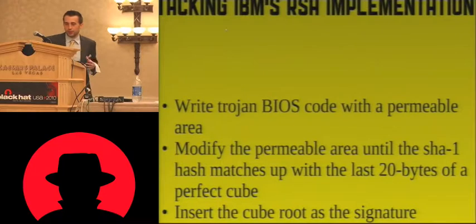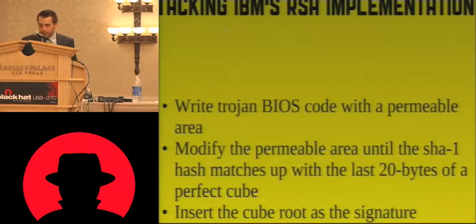Basically, what you can do is write Trojan BIOS code and have a permeable area, an area that can change without harming the code that you've written. And you take that area and you change it until the SHA-1 hash matches up with the last 20 bytes of a perfect cube. It doesn't matter if the perfect cube is 20 bytes long. What matters is the last bytes must be a perfect cube. And basically you insert the cube root as a signature, and you've just defeated IBM's RSA implementation.